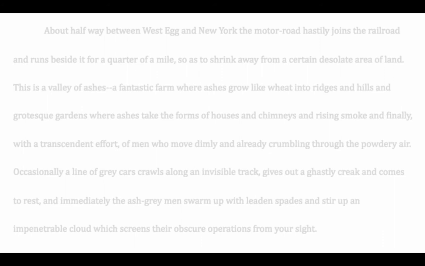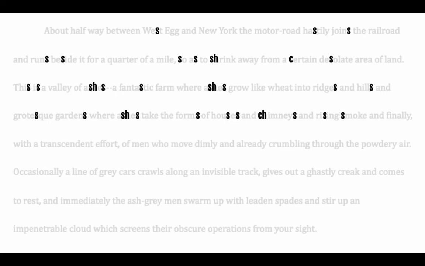About halfway between West Egg and New York, the motor road hastily joins the railroad and runs beside it for a quarter of a mile, so as to shrink away from a certain desolate area of land. This is a valley of ashes, a fantastic farm where ashes grow like wheat into ridges and hills and grotesque gardens, where ashes take the forms of houses and chimneys and rising smoke, and finally, with a transcendent effort, of men who move dimly and already crumbling through the powdery air.